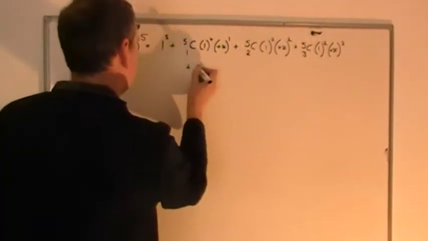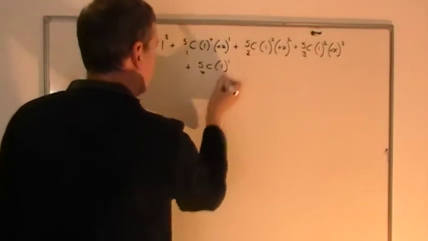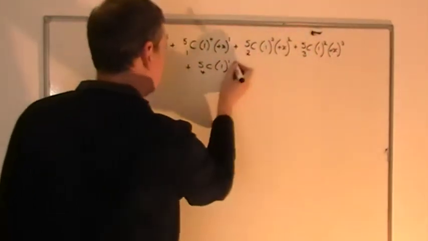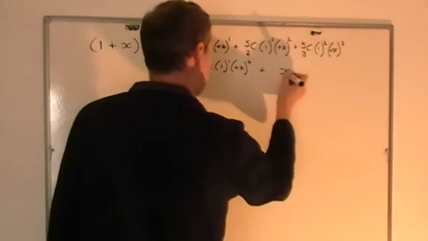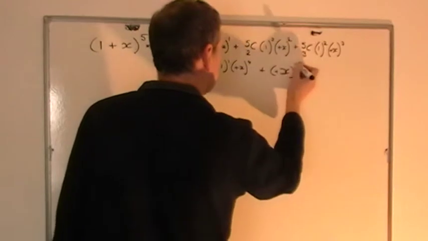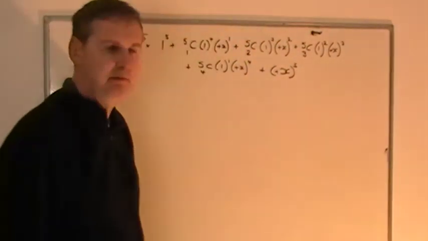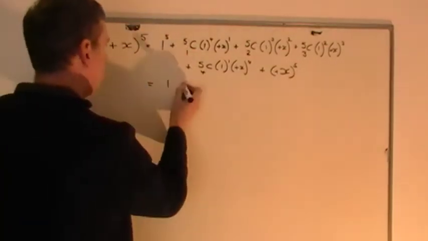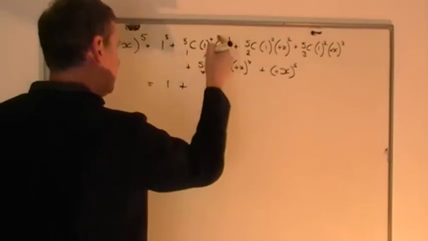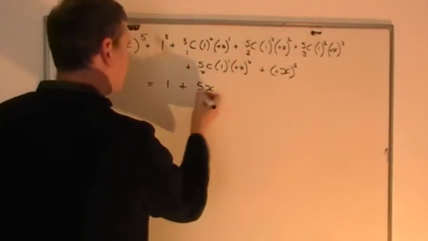I'll carry on underneath here, plus 5 choose 4, then we have 1 to the power 1, and the plus x cubed becomes a plus x to the power 4. Plus, and then finally we have a plus x to the power 5. If you want to just write plus x to the 5, you can do so. Okay, let's sort this out. 1 to the 5 is just 1. Plus 5 choose 1 is 5, times 1, times that's just x, you get 5x.